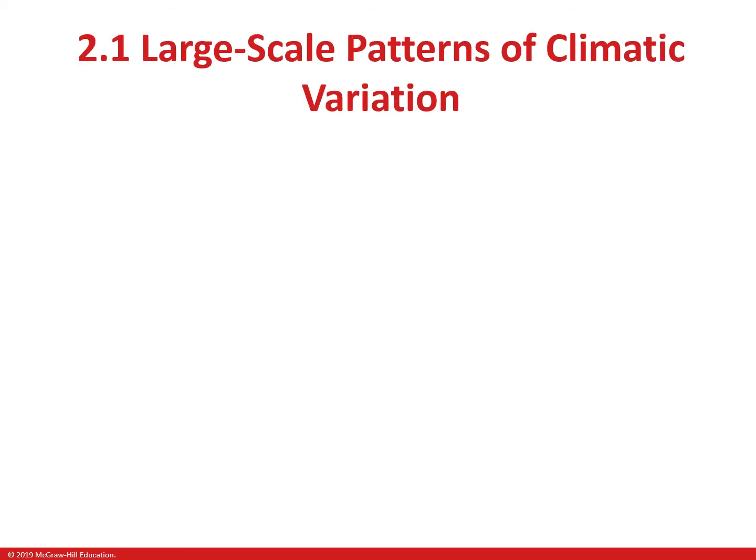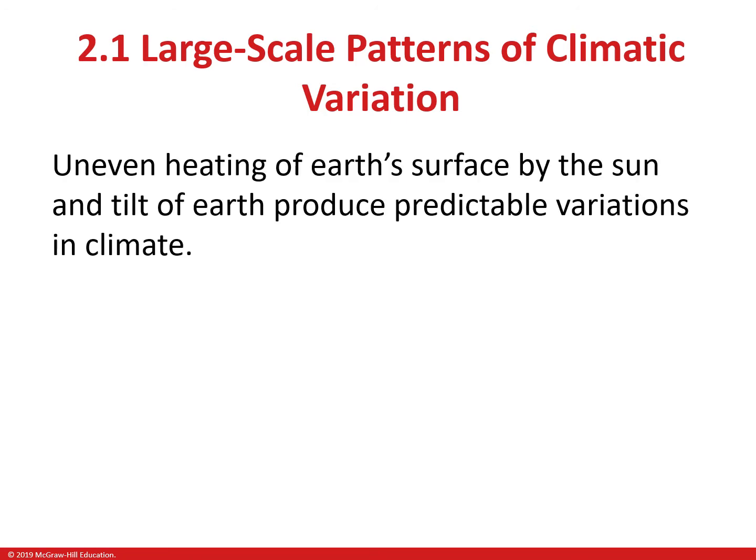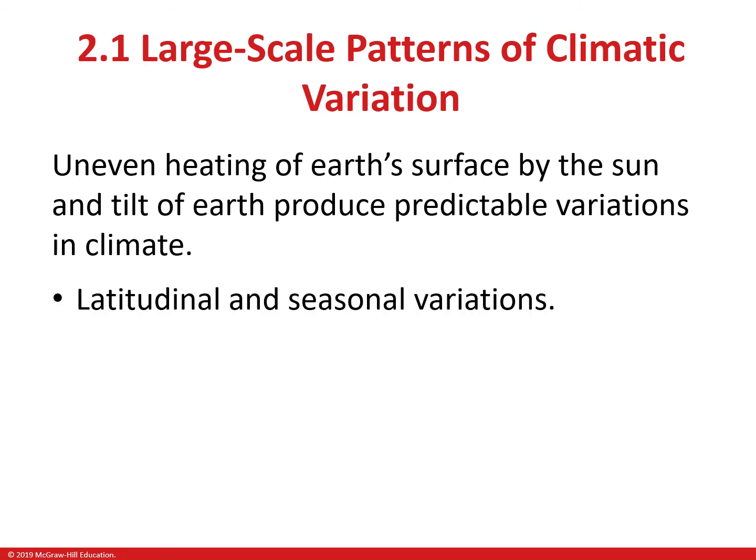The large-scale patterns in climatic variation will help us understand why we find the biomes where we find the biomes. The sun heats up some parts of the earth much more intensely than other parts of the earth, so we can have some very predictable variations. We also have the earth on an angle. The axis is not straight up and down, but it's tilted at 23.5 degrees. And so that also adds a certain amount of variation that we call the seasons into our climate.